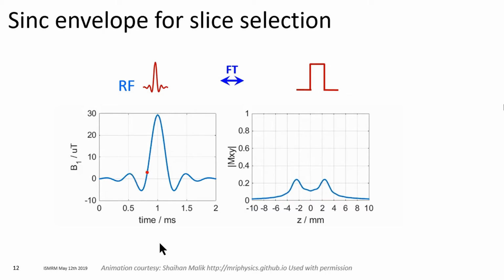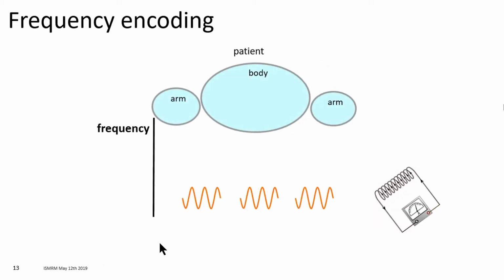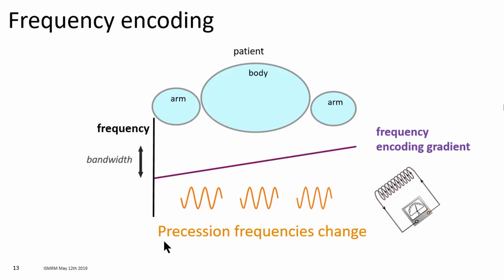Okay, so we've got a signal coming from a slice. And now we need to spatially encode that signal within the slice. And we do this by the addition of another linear magnetic field gradient. Let's consider frequency encoding. If we turn the gradient field on in the frequency encoding direction, then the precession frequencies immediately vary along that direction of the gradient. And we can, of course, detect these signals, and they all come together, all mixed up together.